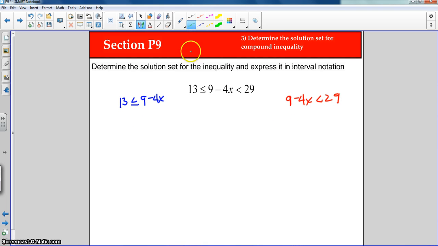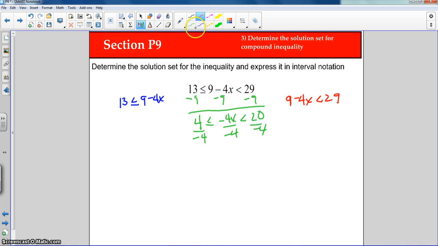What I'm going to do is actually save myself some time and work both of them at the same time. So for example, what would we do to solve for x in these equations first? I would subtract 9, right? So I'm going to subtract 9 from all three parts, and essentially doing the same work over here. Okay, so what am I left with? I'm left with 4 less than or equal to minus 4x less than 20. Okay, and what would I do next? I would divide by negative 4, right? So I'm going to divide by negative 4 to every component.